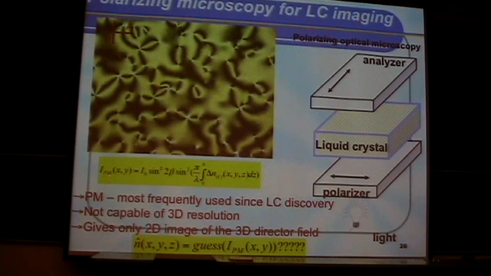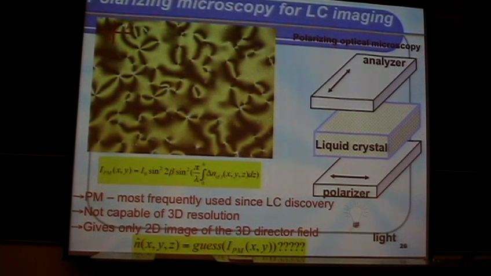So this intensity in polarizing microscopy, representing a texture similar to the one I showed here, as a function of coordinates, will be, of course, proportional to the intensity of the light source, and then sin squared of 2β, where β is the angle that the optical axis or liquid crystal director makes with respect to the polarizer orientation, and then multiplied by sin squared of half of the phase retardation within the sample as light propagates from the polarizer to the analyzer.